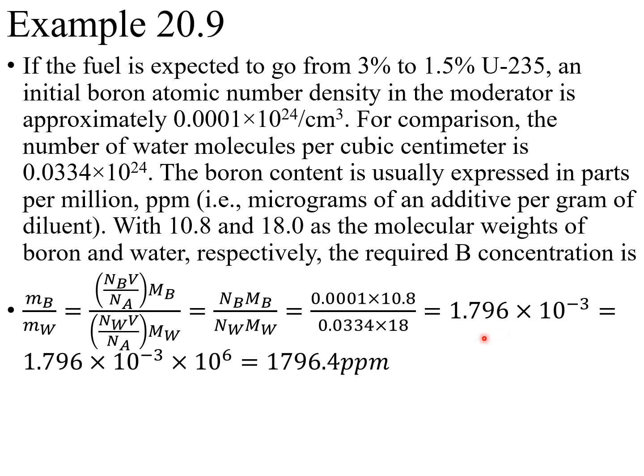So this result is the mass fraction for the boron. Then we will multiply this value by a million, to convert this fraction to ppm. Okay. So this is just the concept of the ppm in the scenario of a nuclear environment.